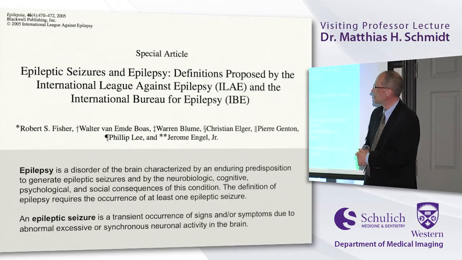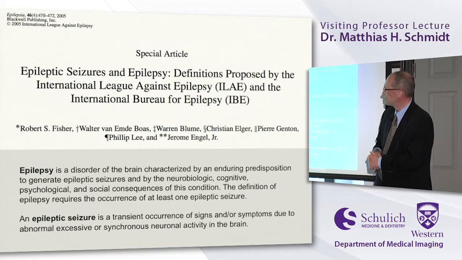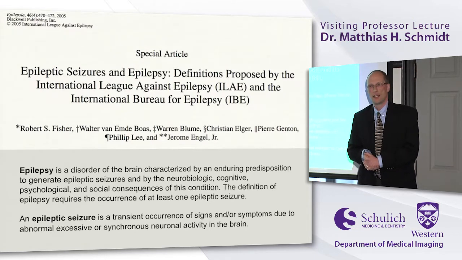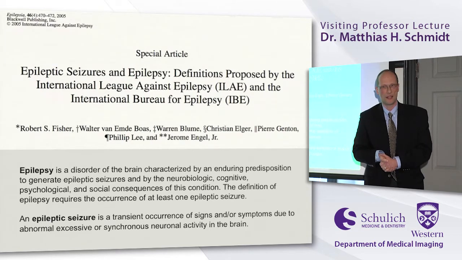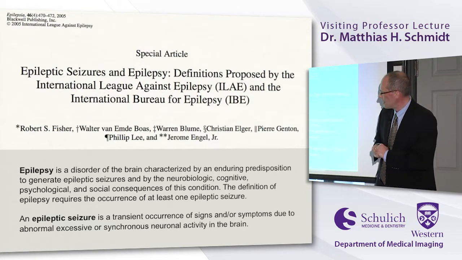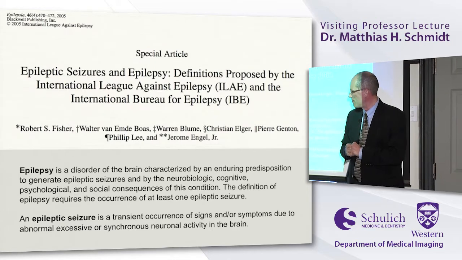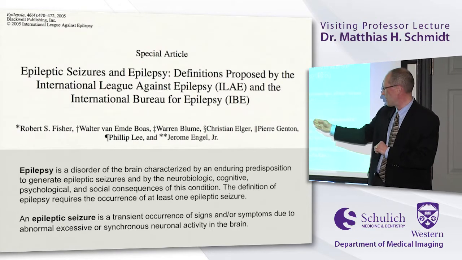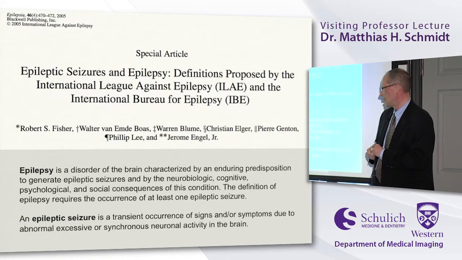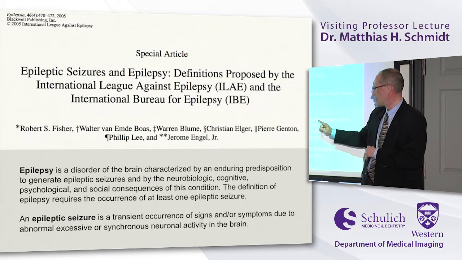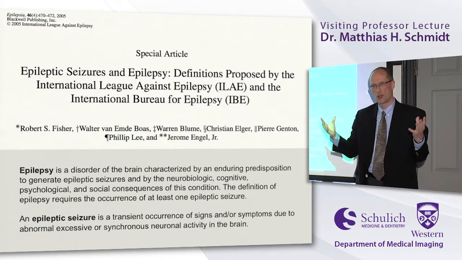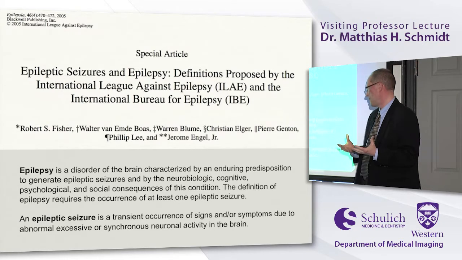There is an International League Against Epilepsy, as well as an International Bureau for Epilepsy, and these people get together periodically and sit through long, long meetings, and they struggle to come up with definitions of things. And so they now define epilepsy as a disorder of the brain characterized by an enduring predisposition to generate seizures, and by the neurobiologic, cognitive, psychological, and social consequences of this condition. So it's a kind of a global, all-encompassing definition.